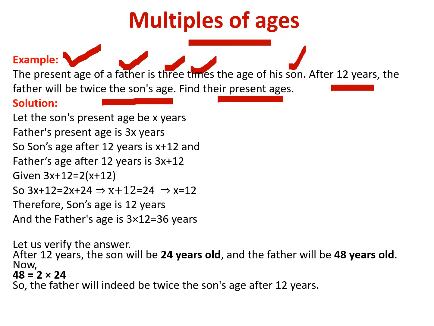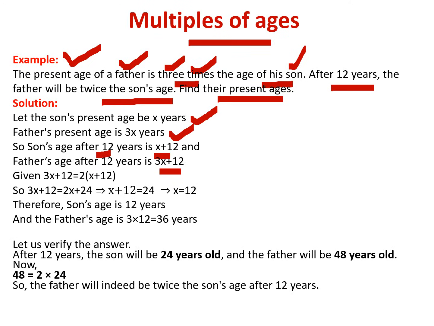First, the problem says that the father's present age is 3 times the son's present age. So, let the son's present age be x years. Therefore, the father's present age is 3 times x years. Now, the problem says after 12 years. So, we need to add 12 years to both their present ages. So, the son's age after 12 years is x plus 12. The father's age after 12 years will be 3x plus 12.